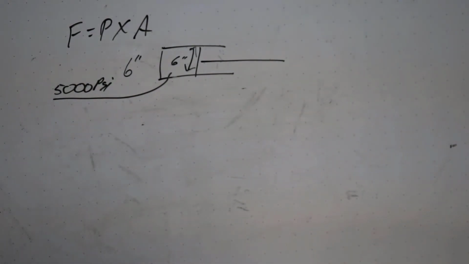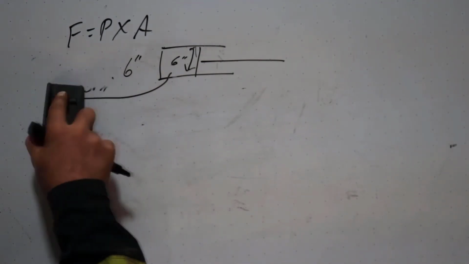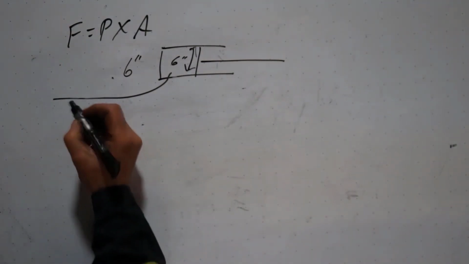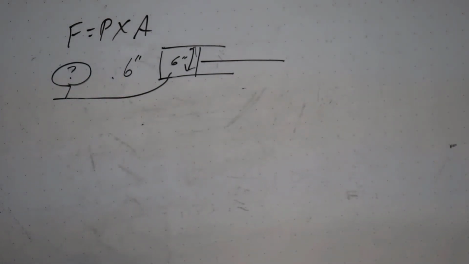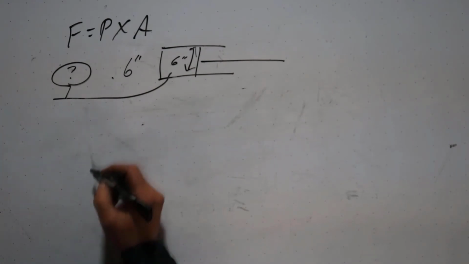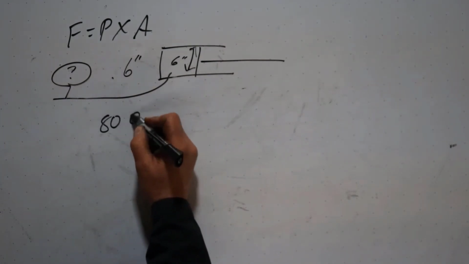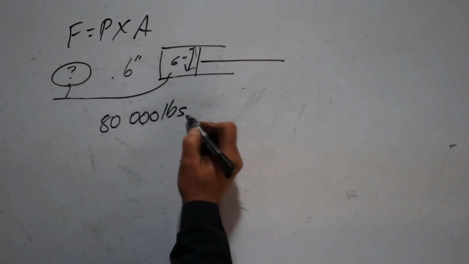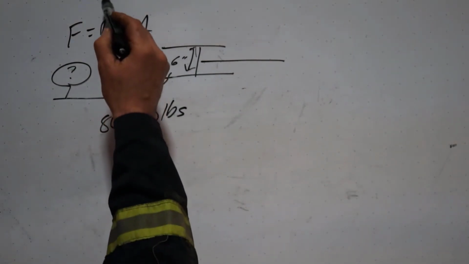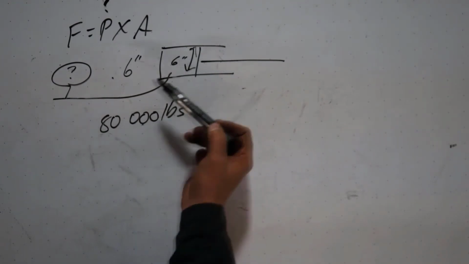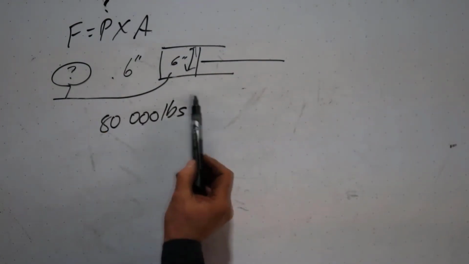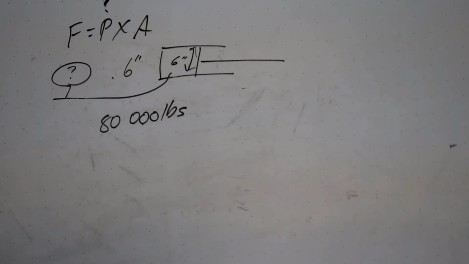For bonus marks, what does my hydraulic pressure need to be for this cylinder to put out 80,000 pounds of force? How much pressure do I need? So same 6-inch cylinder, we don't know what the pressure is for that cylinder to put out 80,000 pounds. Let's manipulate this formula and see if we can do it.